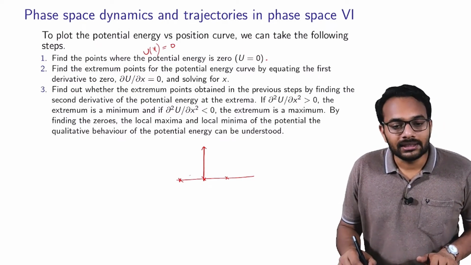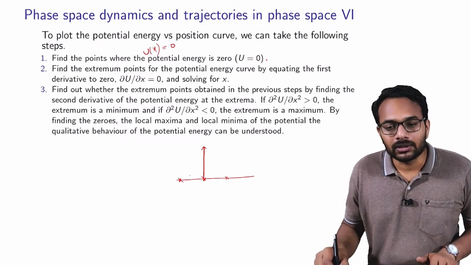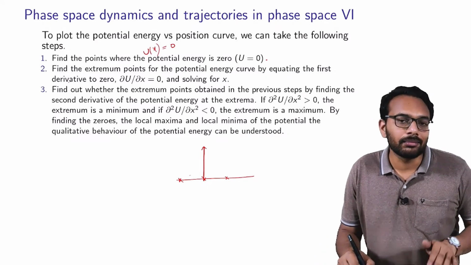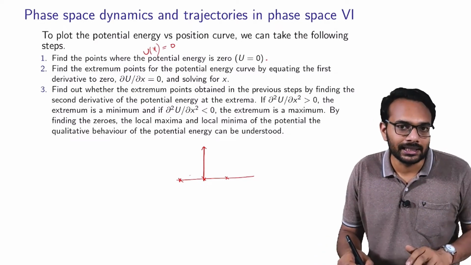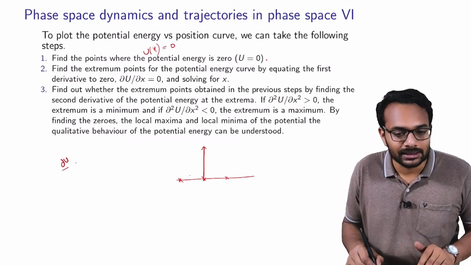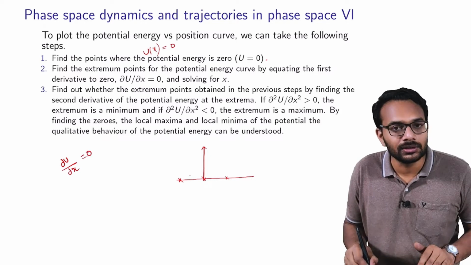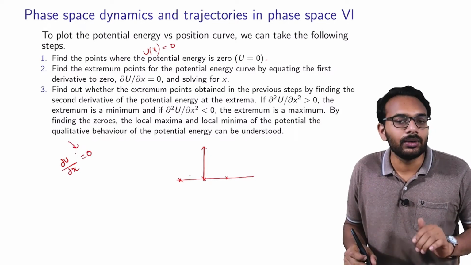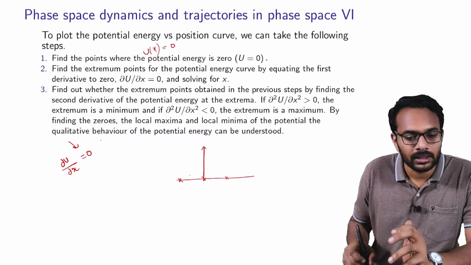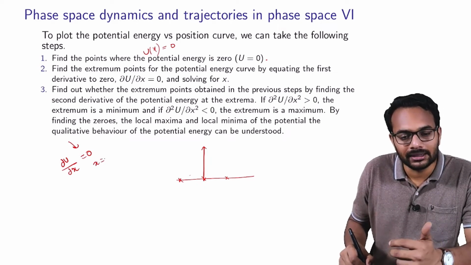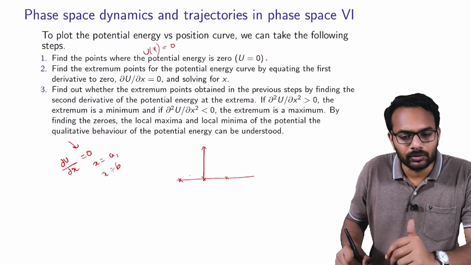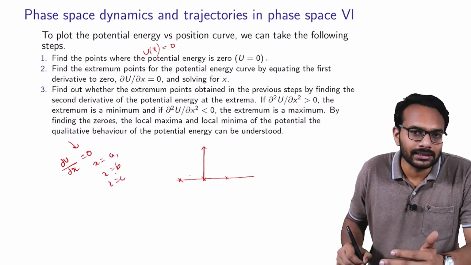Now, the next is to find the extremum points for the potential energy curve, the maxima and minima of the potential energy curve. How do you do this? You know how to find the extremum. You just take dU by dx equal to 0. Solve this and you will get the points where the potential energy is an extremum. So for example, let's say that for x equal to a, x equal to b and x equal to c, I've got an extremum.